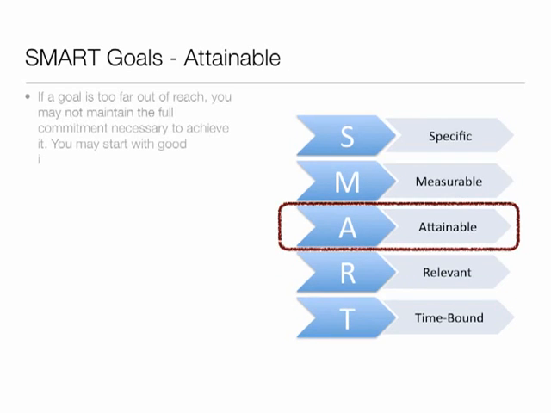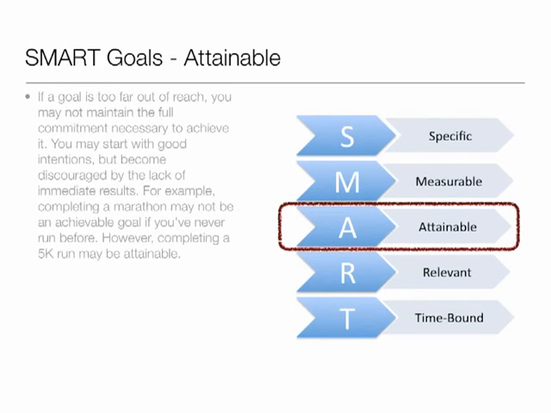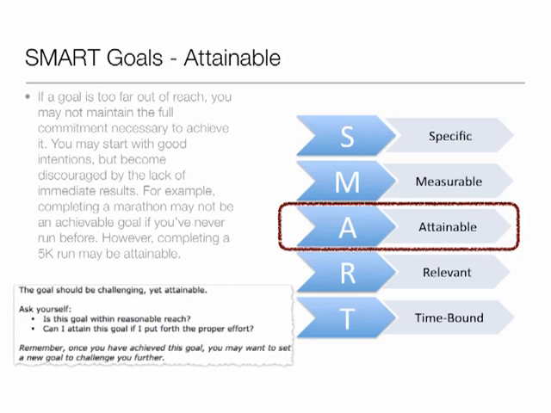Attainable. If a goal is too far out of reach, you may not maintain the full commitment necessary to achieve it. You may start with good intentions, but become discouraged by the lack of immediate results. For example, completing a marathon may not be an achievable goal if you've never run before. However, completing a 5K run may be attainable. The goal should be challenging yet attainable. Ask yourself, is this goal within reasonable reach? Can I attain this goal if I put forth the proper effort? Remember, once you have achieved this goal, you may want to set a new goal to challenge yourself even further.